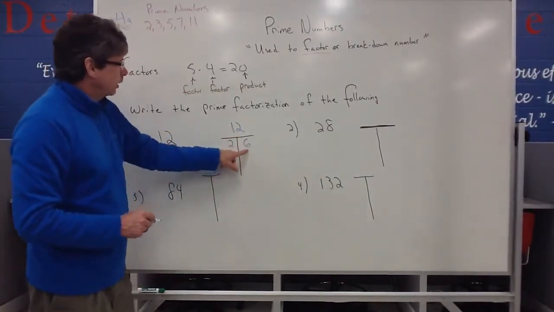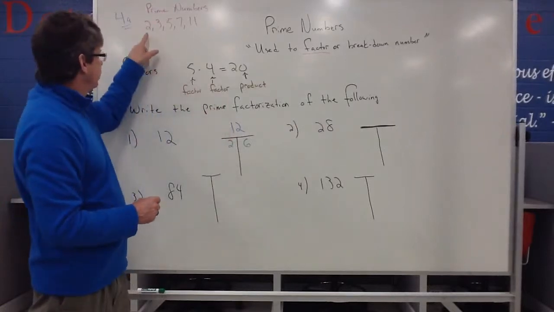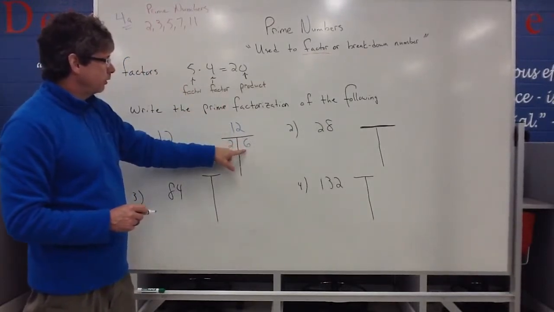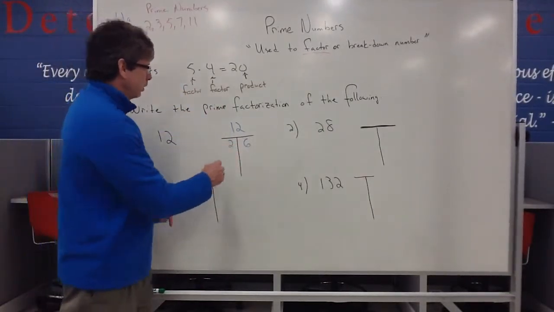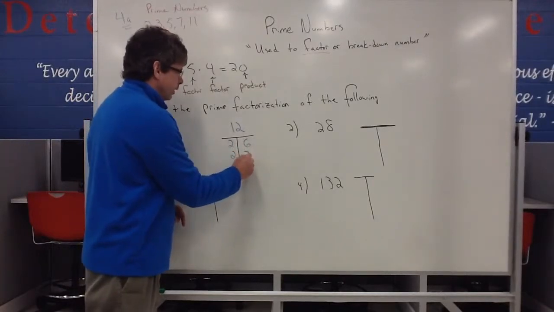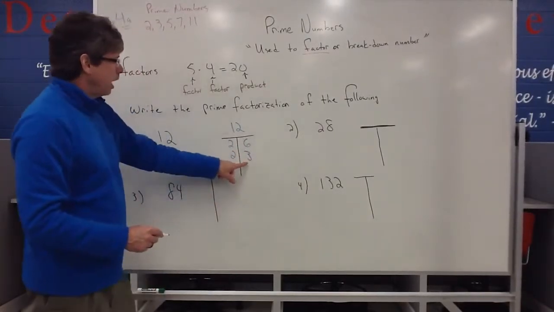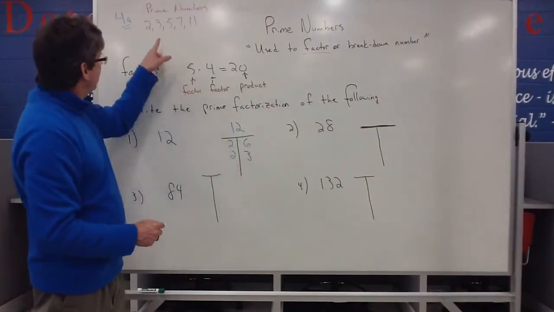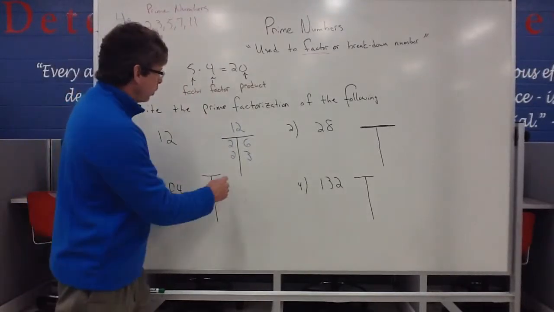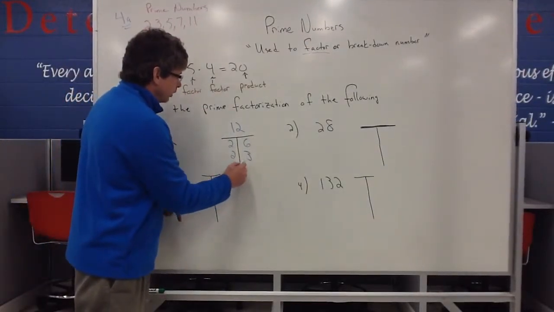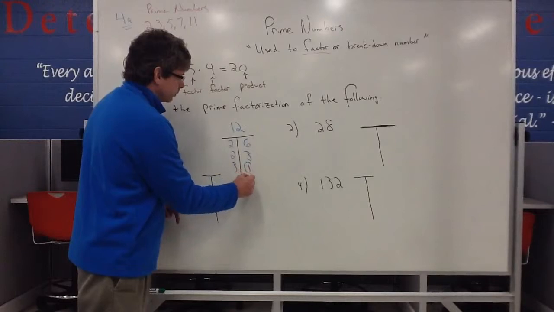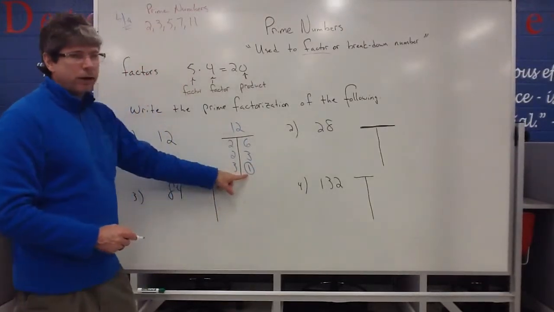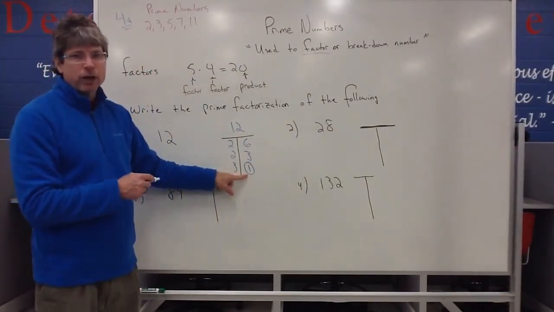So now I'm looking at the 6, and I'm sticking with that 2 until the 2 doesn't work. Can I use a 2 to break down the 6? So does 2 go into 6? Well, 2 goes into 6 3 times. So now I'm looking at this 3. But I recognize 3 as a prime number, so the only thing that goes into 3 is 3 goes into 3 one time. When I get this little 1 here, circle that. That tells you that you're done.